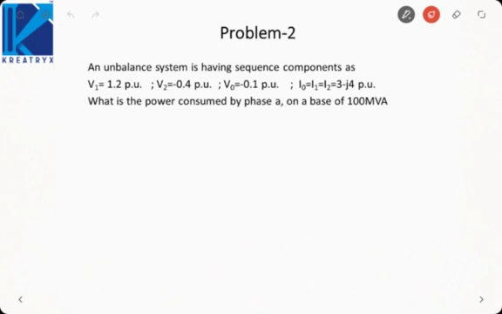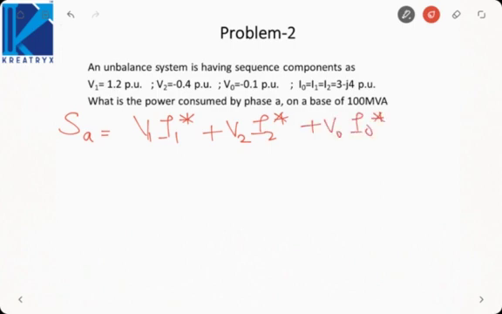In our next problem, it is saying an unbalanced system is having the sequence components like this. What is the power consumed by phase A on a base of 100 MVA? Now, simply I can write power consumed by phase A will be V1 I1 conjugate plus V2 I2 conjugate plus V0 I0 conjugate.